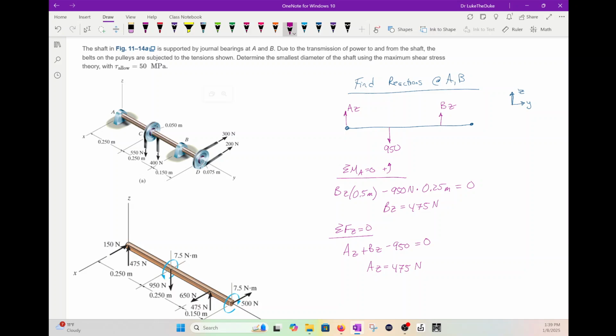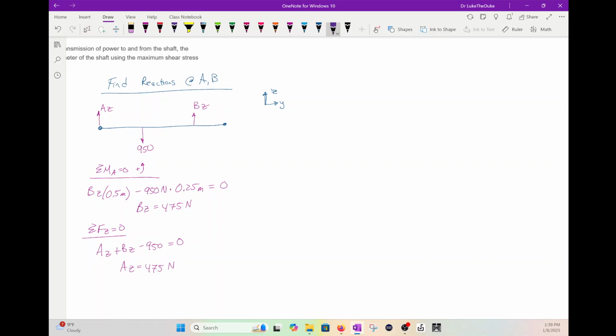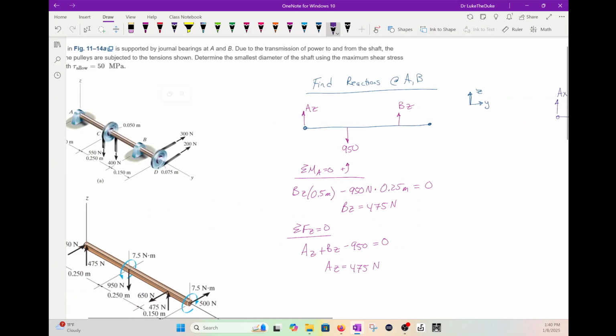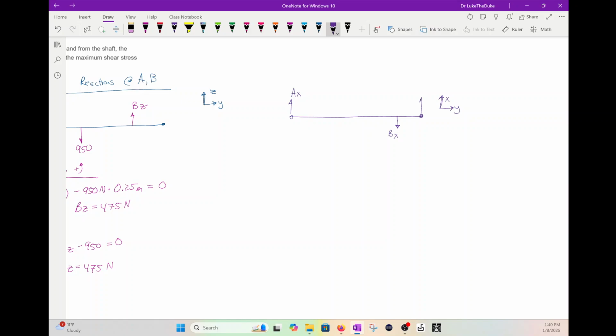Cool. Okay, I'm going to do it right here. Let's now look at the XY plane. So we have AX. Over here now we have BX. And then if you look here, they're going the same direction. They add up to 500. So 500. Okay. Again, we'll sum the moments at A, set it to 0, plus moment that way.